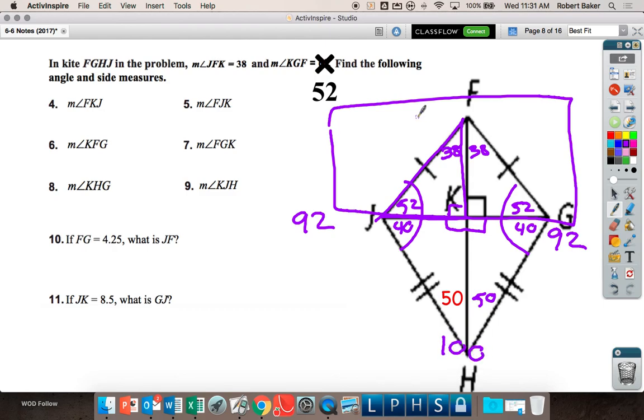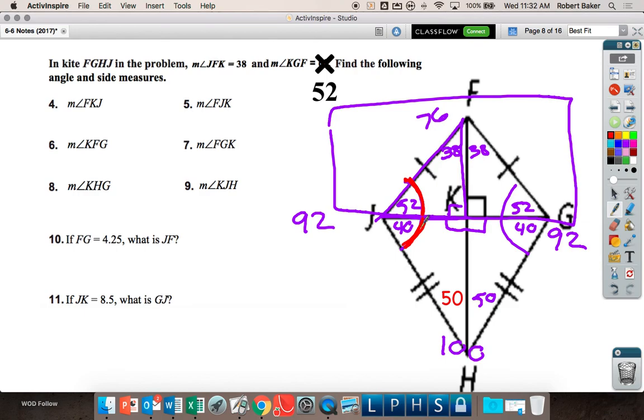Are these two angles congruent? No. Does that all add up to 360? Yes. So this angle right here and this angle right here have no relationship. They don't. But when you add them together, they should be equal across the two angles between the non-congruent sides.